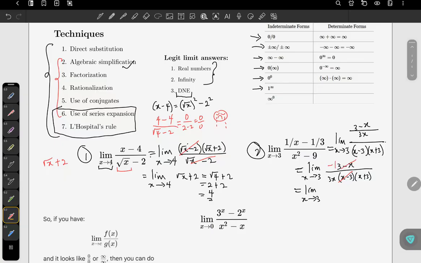So this is negative 1 over 3x times (x + 3). And now we can try to substitute. So this gives us negative 1 over 3 times 3 times (3 + 3). So that is 9 times 6, and that is equal to negative 1 over 54.